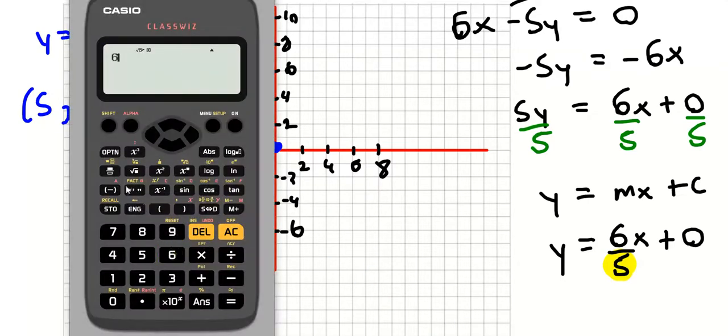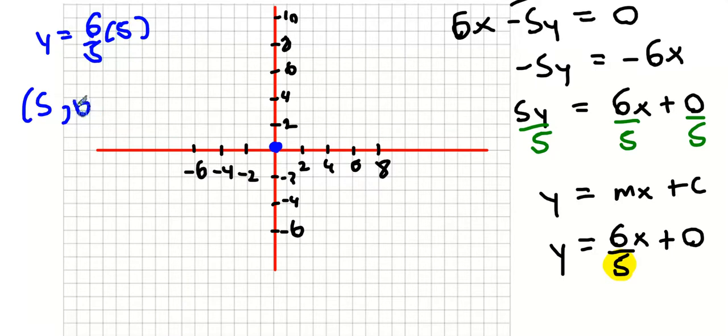Okay, use your calculator, so. 6. So what's the point I have then? It's the point 5, 6. 5 across, 6 up. And lo and behold, there's your line. Is that okay with you guys?